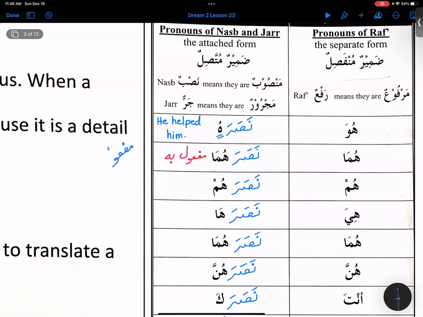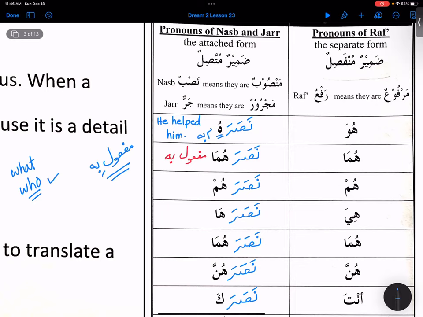We need to memorize this term, maf'ool bihi. What does maf'ool bihi mean? It is the kind of maf'ool that always gives the answer of what and who. If I say Nasara, he helped, he helped who? So it is giving me the answer of who. Whenever I get the answer of who, that ism is going to be maf'ool bihi. So in this case, this who is basically maf'ool bihi.